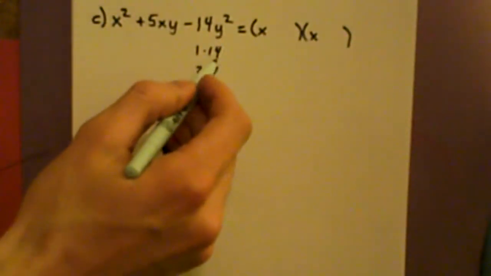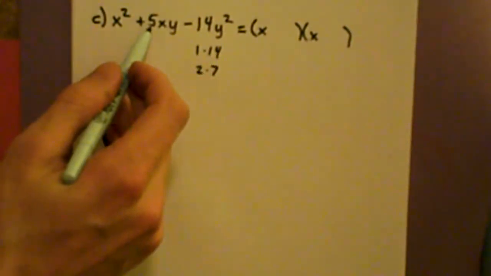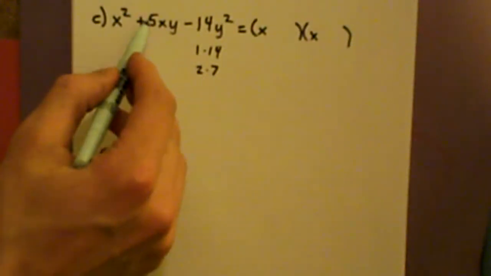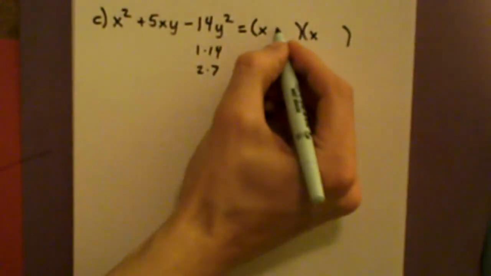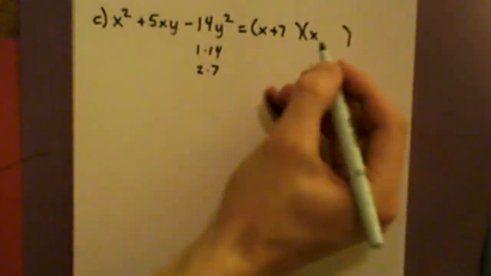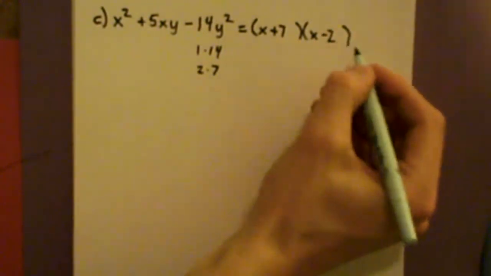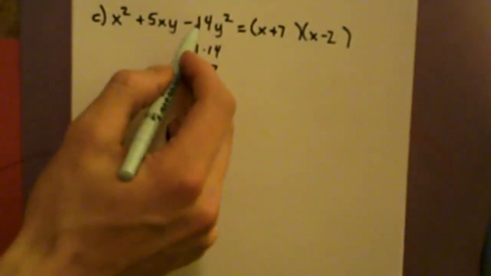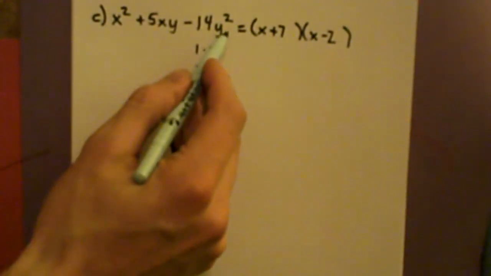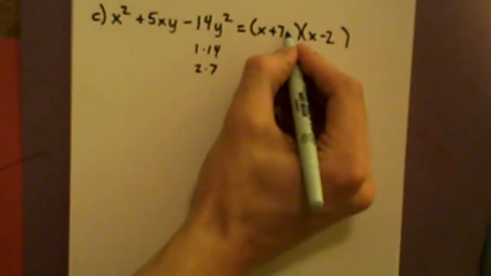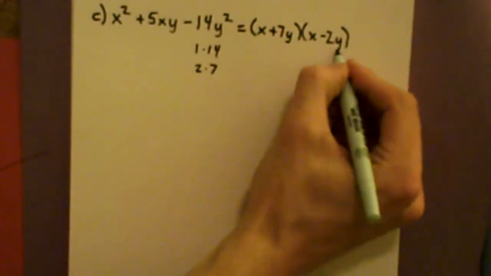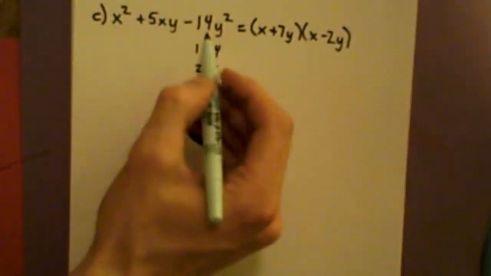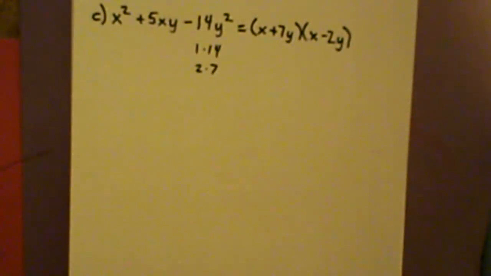Now 1 times 14, I can't take a combination to get 5, but 2 times 7, that'll work. And it turns out to get a positive 5, I need a positive 7, and I need a negative 2. Now there's one thing missing here though, because 7 times negative 2 gives me negative 14, but I had negative 14y squared. So I need to tag on a y on both of these, because now 7y times negative 2y gives me negative 14y squared.